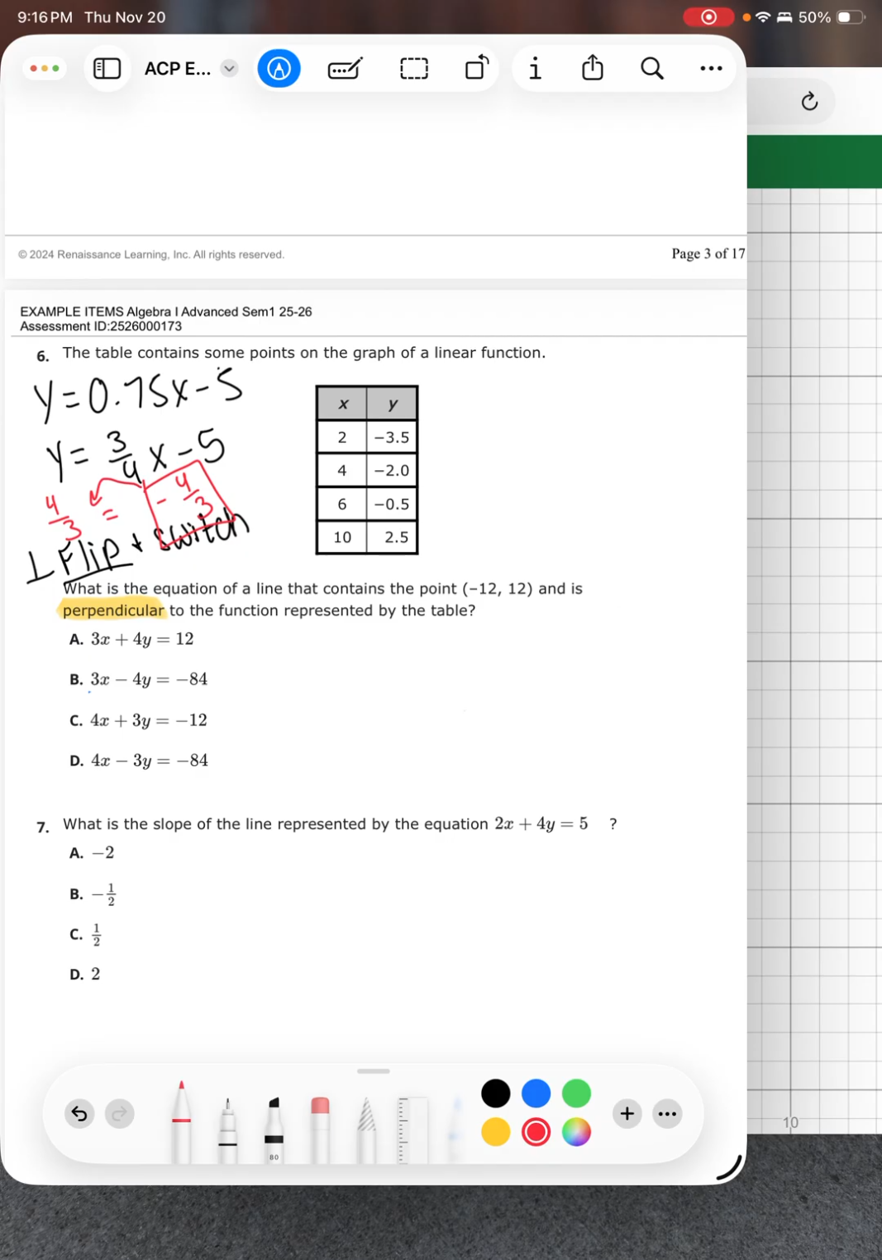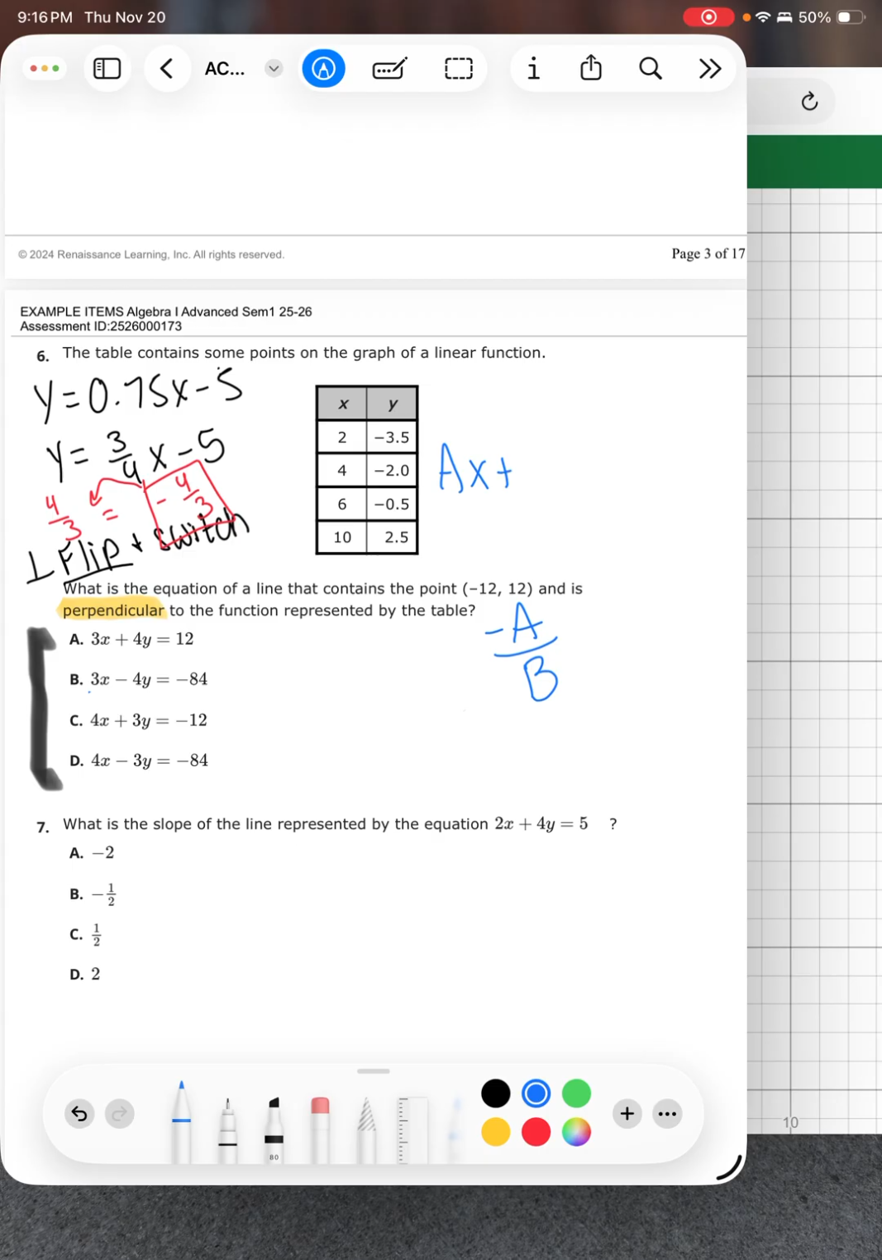If you look at your answer choices here, they're all in standard form, right? And so a real quick way you can get your slope in standard form is doing -a/b. So let's just do a real quick refresh. Standard form looks like this. So if you take your a value and turn it negative and put it over your b value, that gives you your slope. So here I'm looking for my perpendicular slope, which is -4/3.